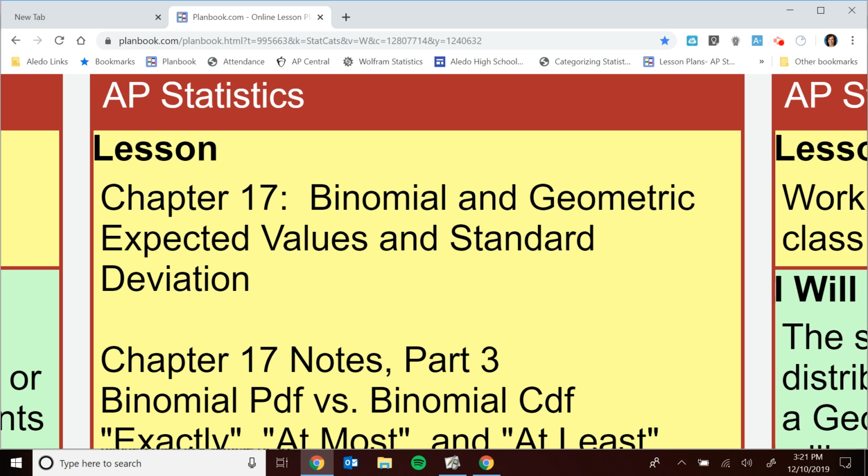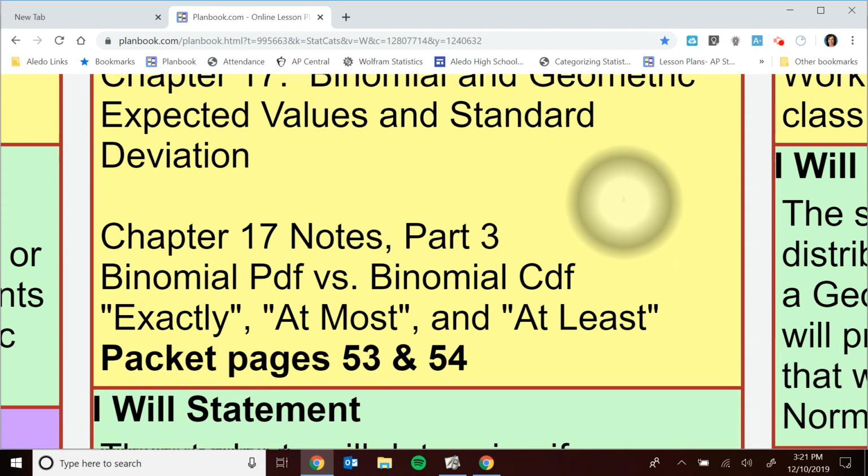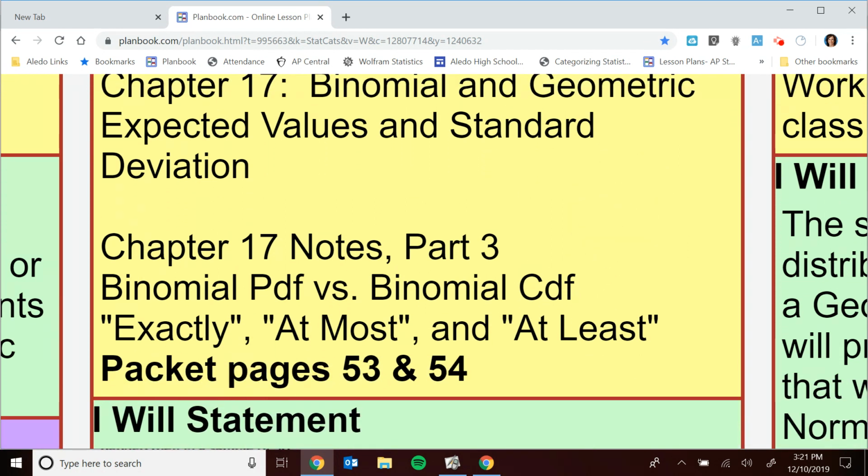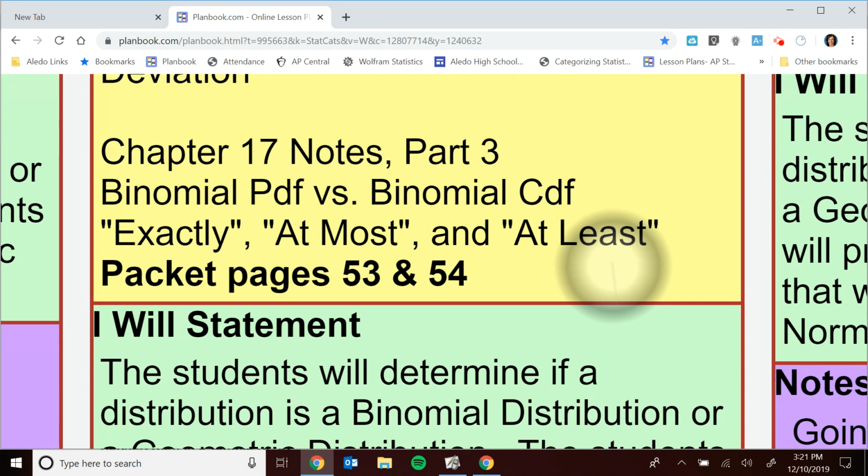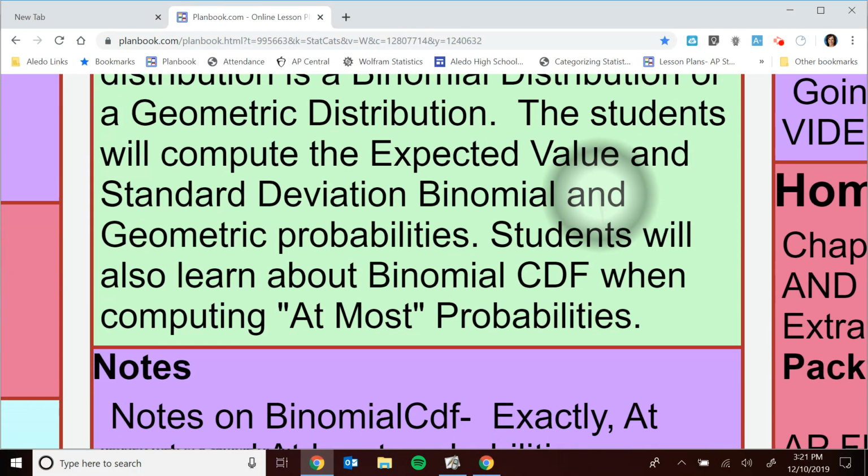All right, we're going to go ahead and start talking about the lesson for today, which is binomial and geometric, but we're going to do cumulative items. So like exactly how much this is versus if you have at most this or at least this. So we're going to cover those, and also summarize what we have been doing.